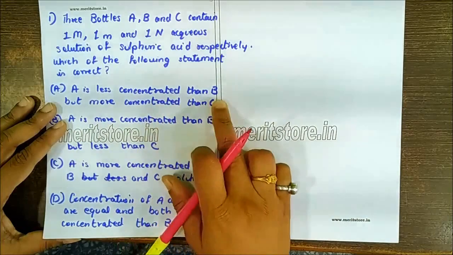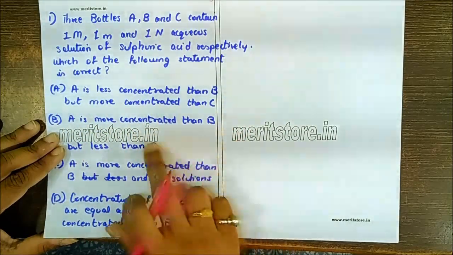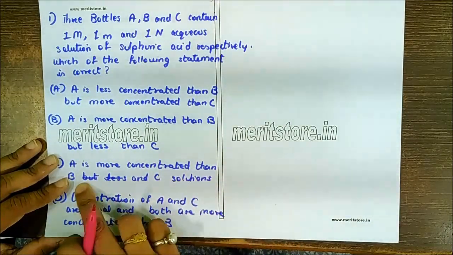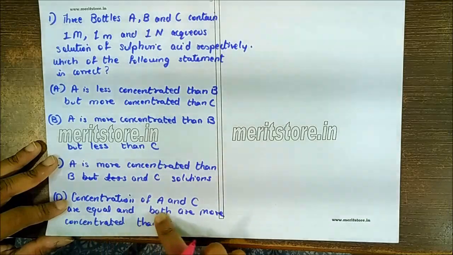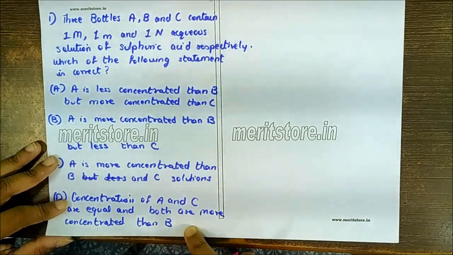A is less concentrated than B but more concentrated than C. A is more concentrated than B but less than C. A is more concentrated than B and C solutions. Concentration of A and C is equal but are more concentrated than B.